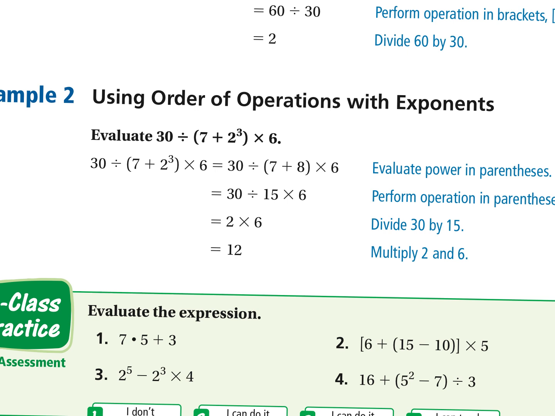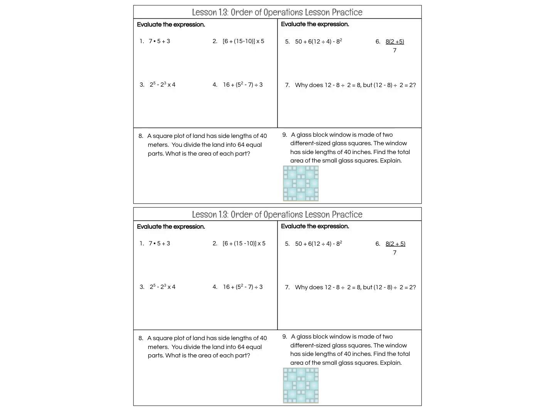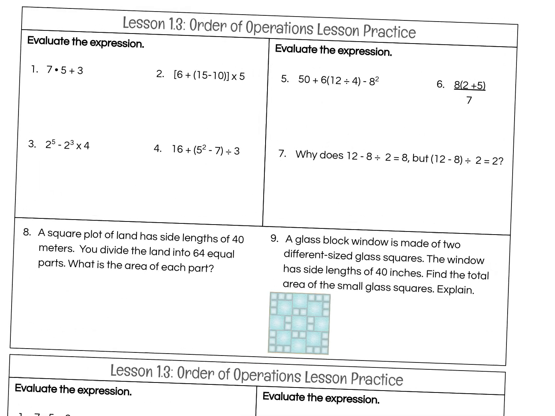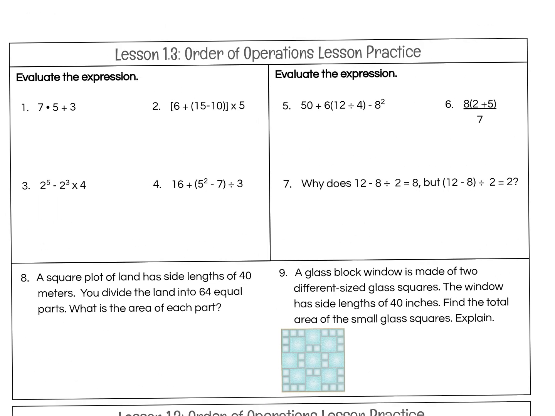All right, so now we're going to practice 1 through 4 together. I've got these questions typed up for you on your practice page. So this is on page, what is it in your journal? 12, thank you.